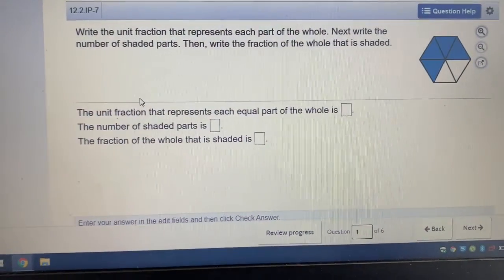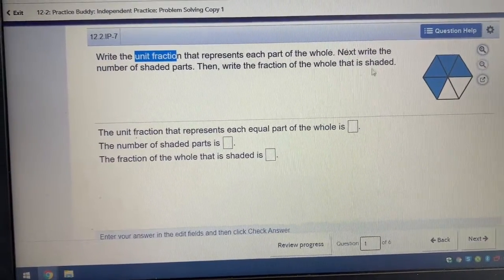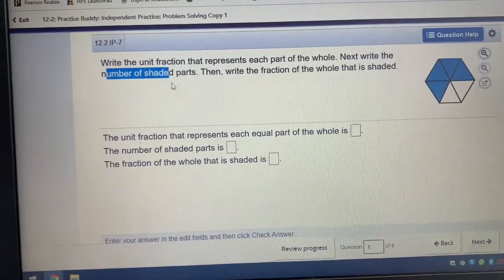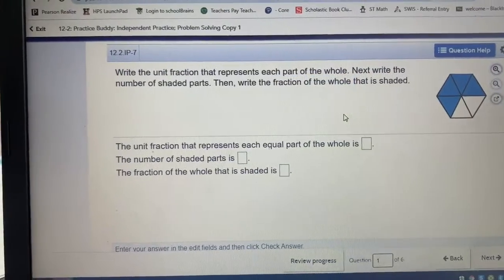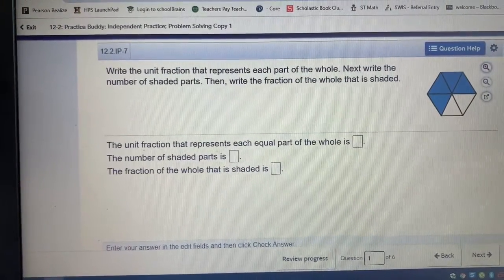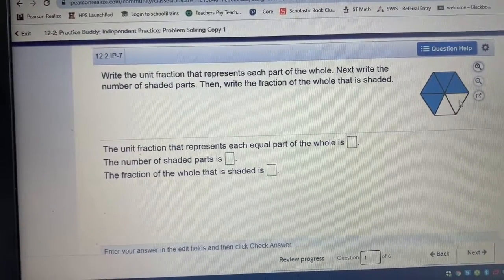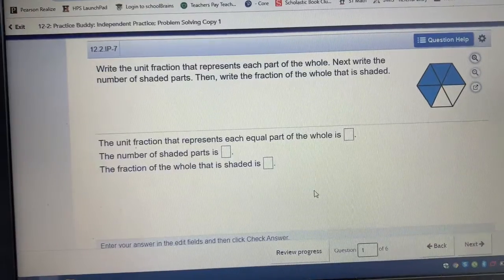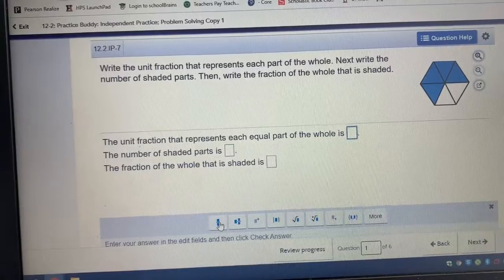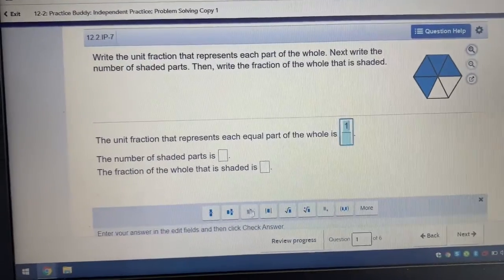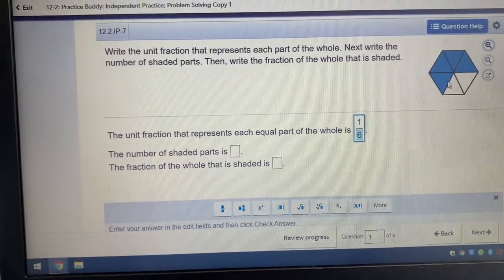In your practice buddy, you are going to write the unit fraction that represents each part of the whole, then write the number of parts shaded, then write the fraction of the whole that is shaded. So if I look here, I see that there's 1, 2, 3, 4, 5, 6 parts. So the unit fraction would be 1/6. So again, I have to click on the fraction, 1/6. Unit fraction always has a numerator of 1 and there's 6 parts.